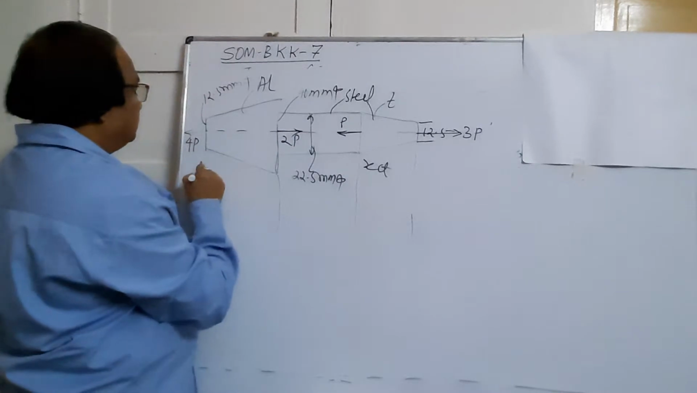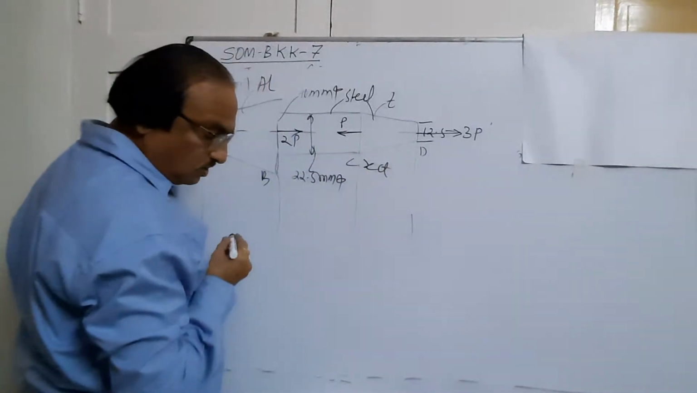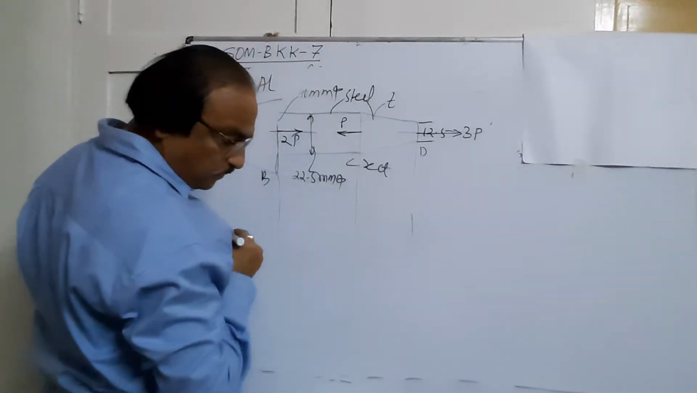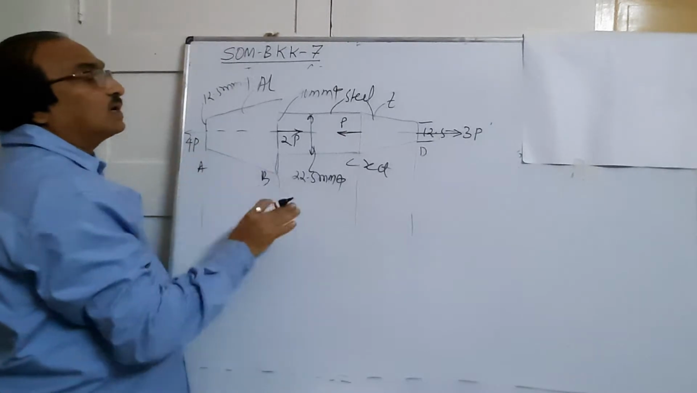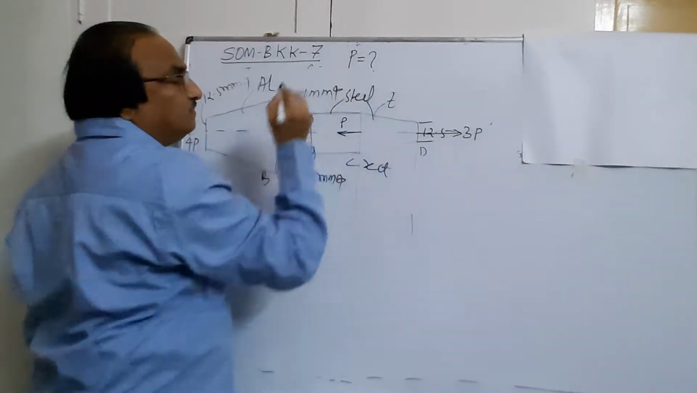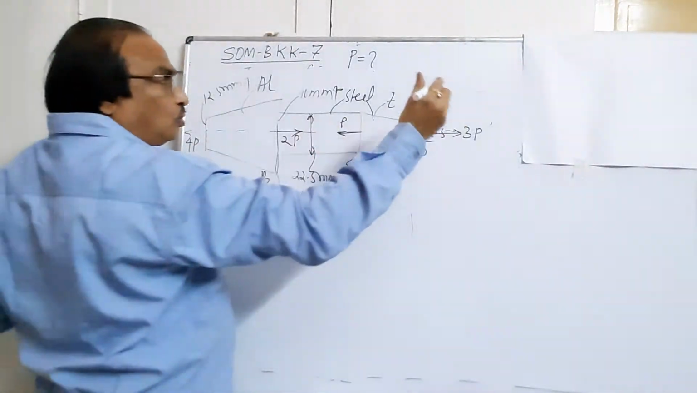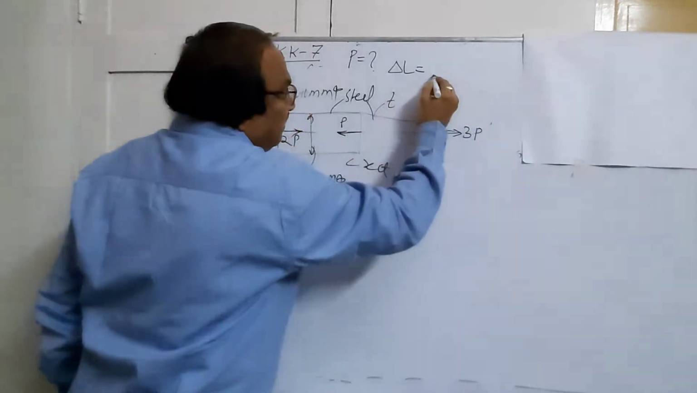So let us call this portion A, B, C, D. So these are the details which are given to you in the problem. Now, the problem asked is, what will be the value of P if the total deformation of the member is 2 mm.